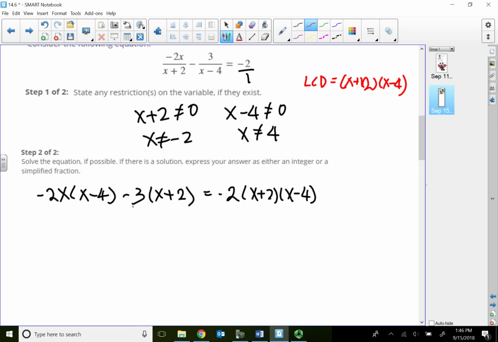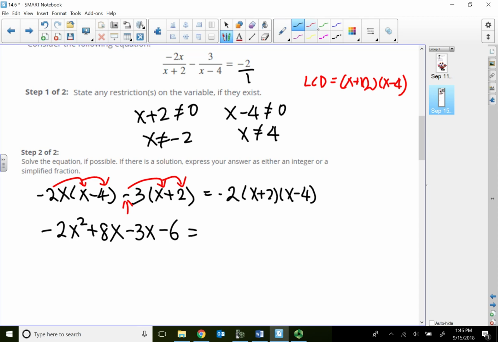All right, on the left side of the equal sign, my first two terms. Let's do a distribution. So that should be negative 2x squared plus 8x, negative 3x minus 6 equals.